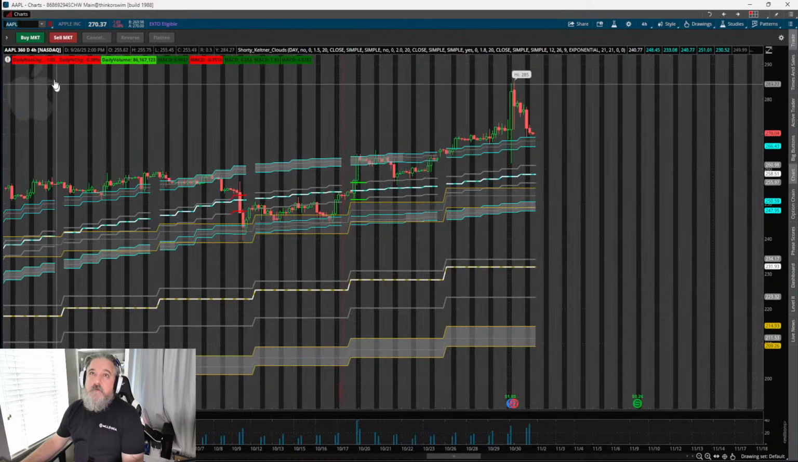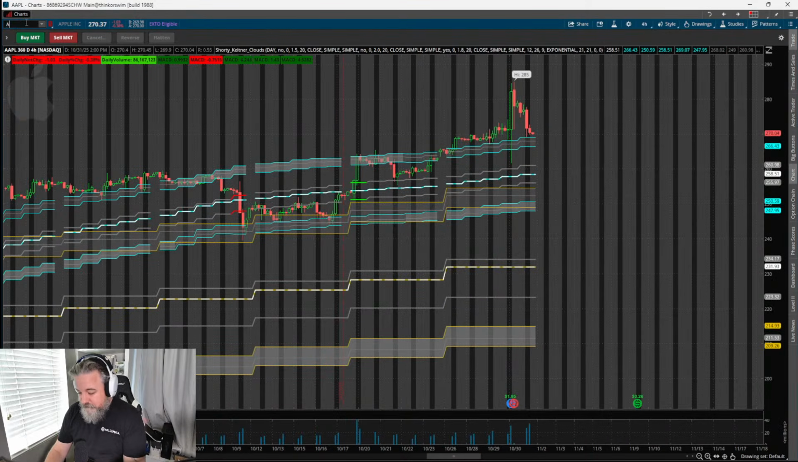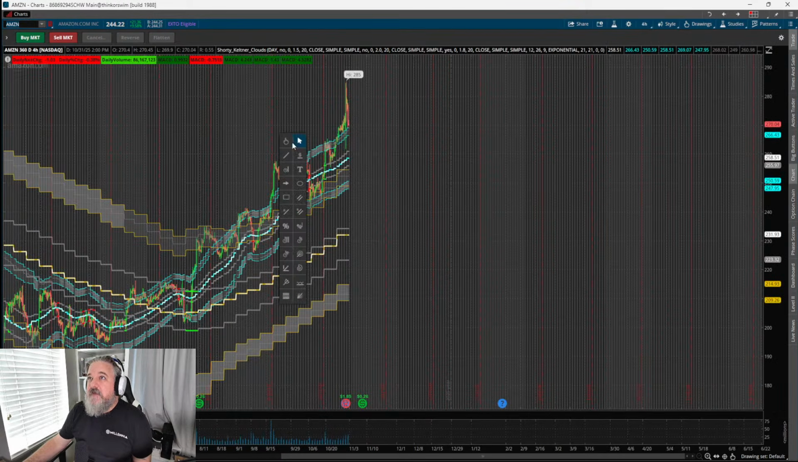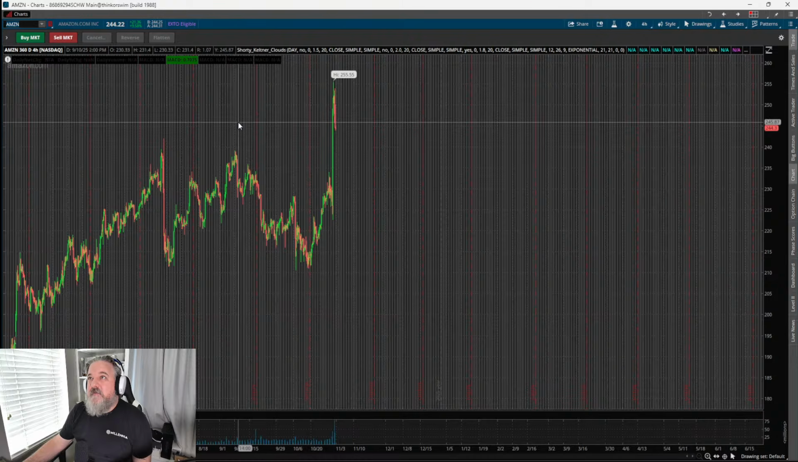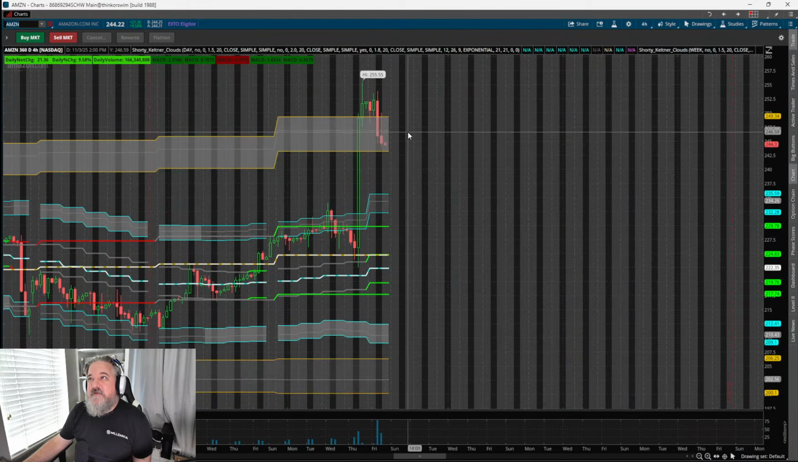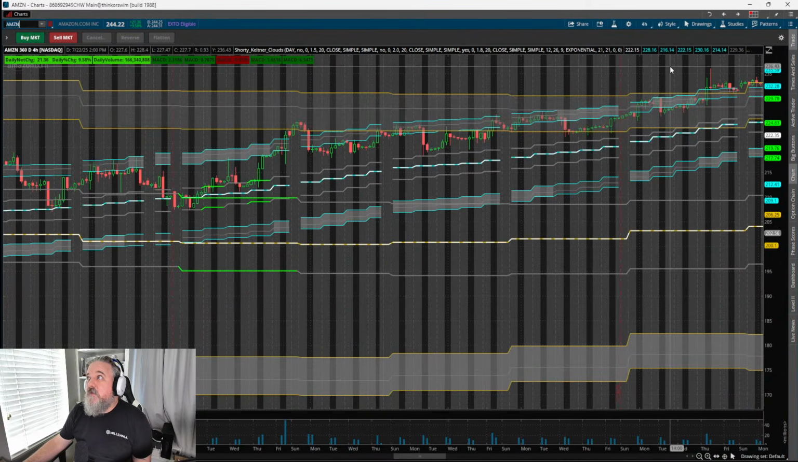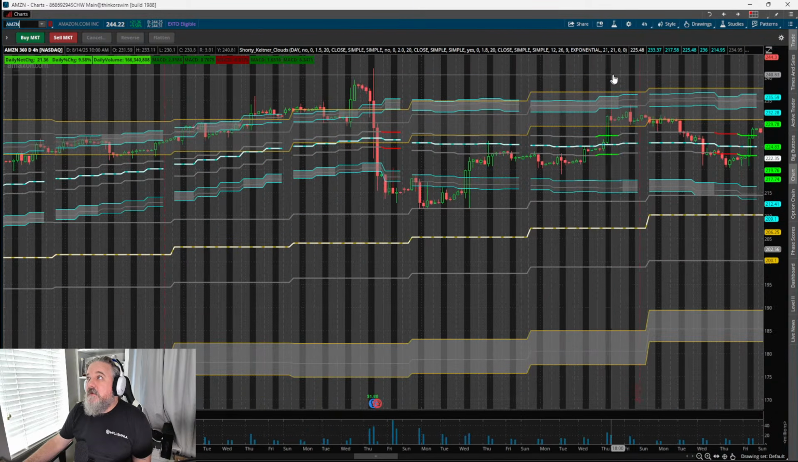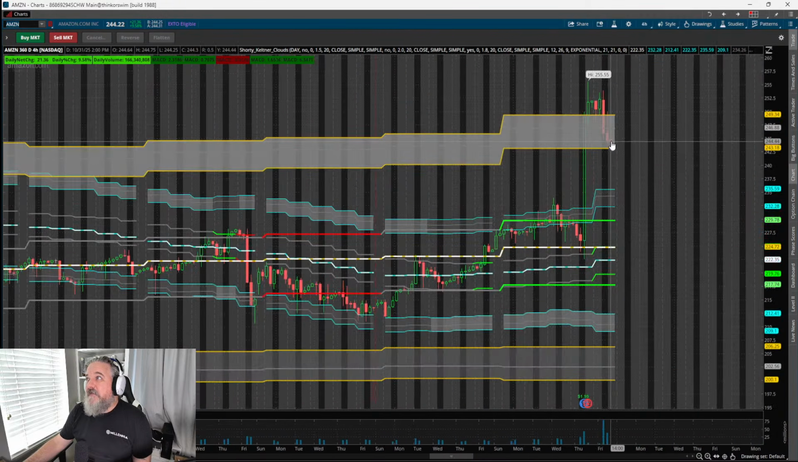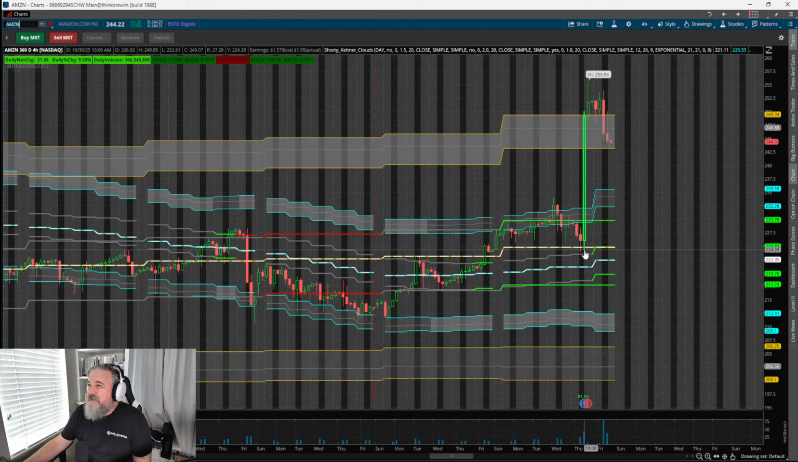Next one is going to be Amazon. As you can see, we basically have exactly the same setup as Apple here. The only difference is that we've basically come all the way back inside the cloud, right? I believe this was earnings though, and now we basically have a bull flag at support.